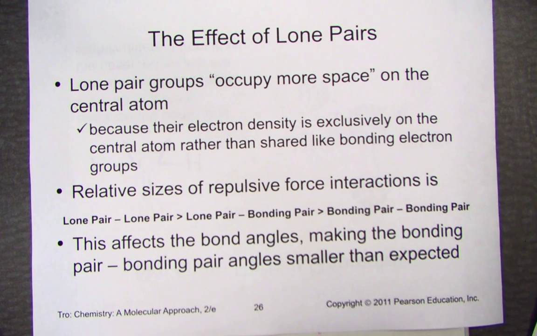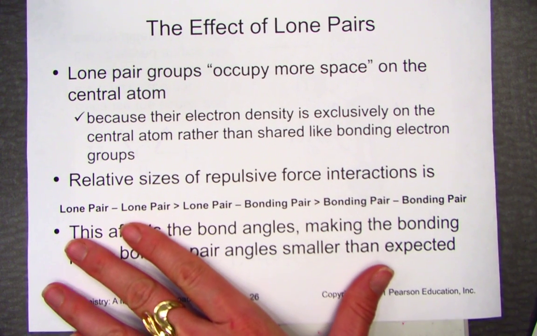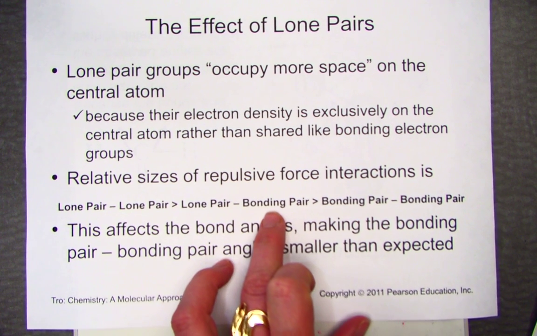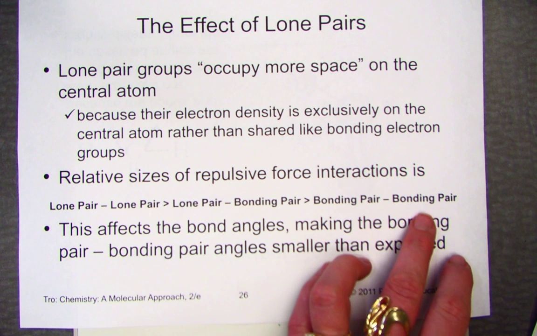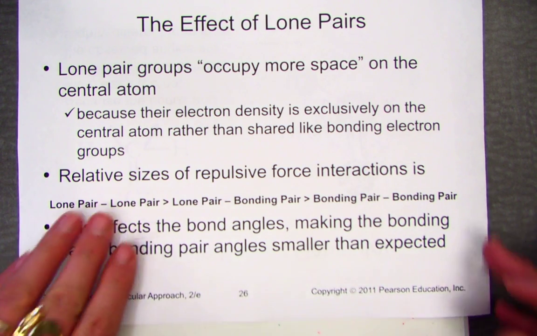Lone pairs of electrons do the same thing. A lone pair group occupies more space on the central atom. They're clouds of electrons. Because the electron density is exclusively on the central atom rather than on shared pairs like bonding electrons, they need more size. So the relative size of repulsive force interaction goes like this. A lone pair to lone pair is greater than a lone pair to a bonding pair, which is greater than bonding to bonding. This affects bond angles, making the bonding pair to bonding pair angle smaller than expected.